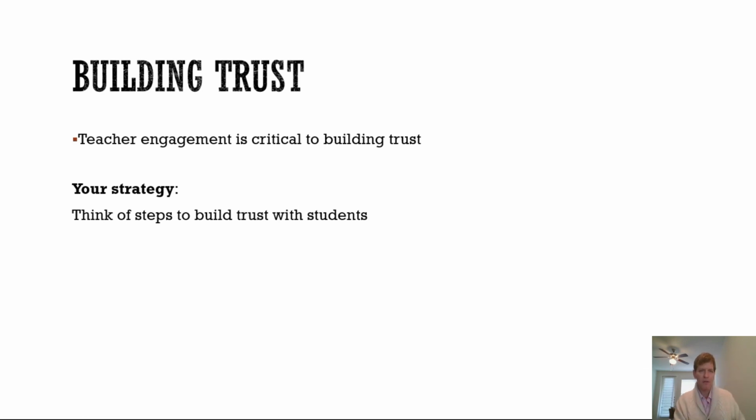When we talk about building trust, engagement and communication are critical to trust building. Remember that contract to care. So as you go throughout the rest of this year, I want you to think about, and put down in writing, steps that you can really take toward building trust on your own.